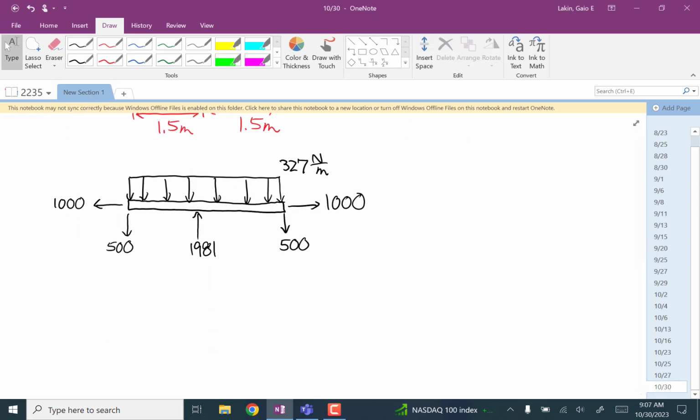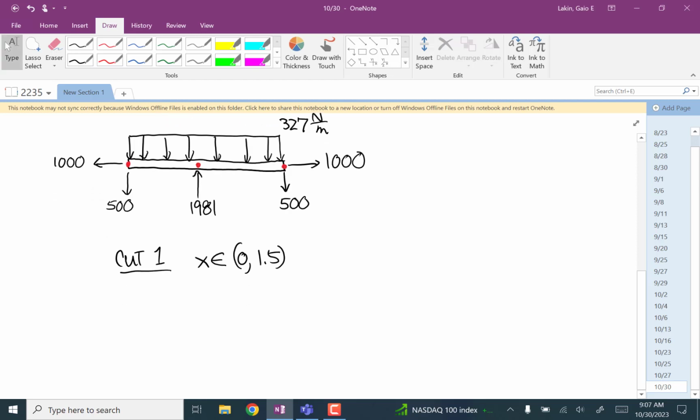And so the cuts happen between these 3 points. So the right end of each cut is going to be between these red marked loads. That means since there's 3 of those, we have 2 cuts. And for cut 1, that's valid for x's between 0 and 1.5.